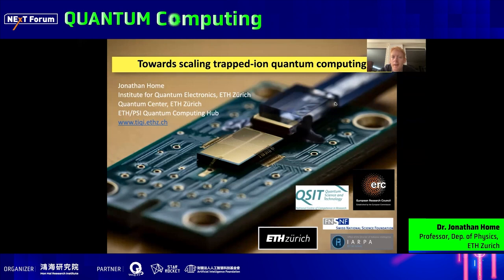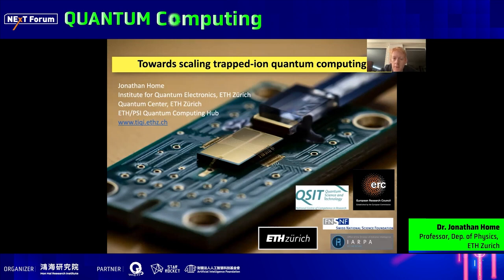So I want to describe to you work we've been doing at HHRI in the last few years towards trying to scale up trapped ion quantum computing. And the chip that you see in front of you, and I'm outlining with my cursor, is a part of that flow. It's a special chip in one regard. In some sense, it's a standard ion trap chip.